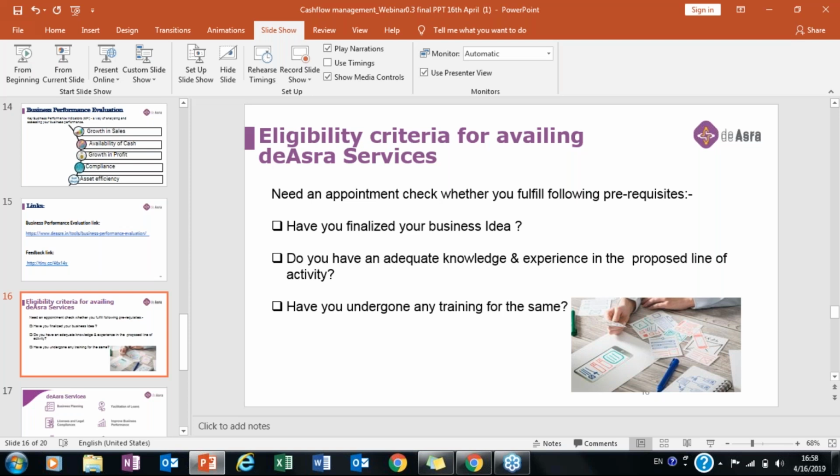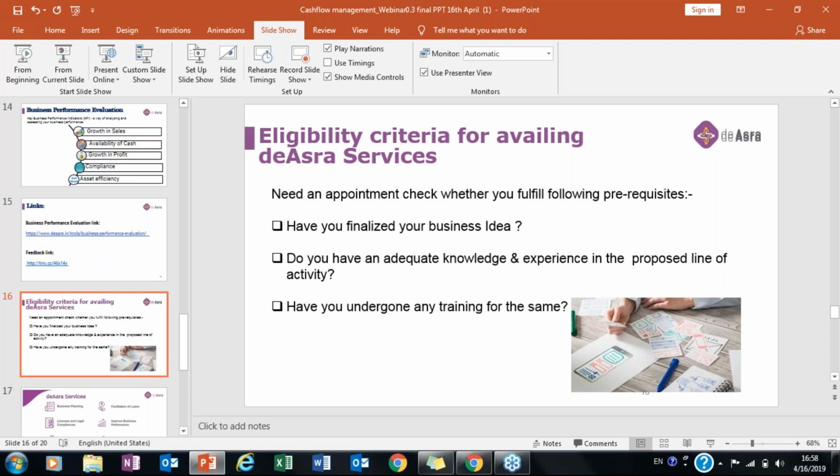And thirdly, have you undergone any training for the same? Not just educational training, but if you've worked somewhere, you have a relevant amount of experience, and you have knowledge about the resources, raw materials, and how the business is done. If you have answers to these three questions, the deAsra Foundation would be very happy to help you in all the services that we provide. So these are the eligibility criteria that we expect a person coming to us must have.